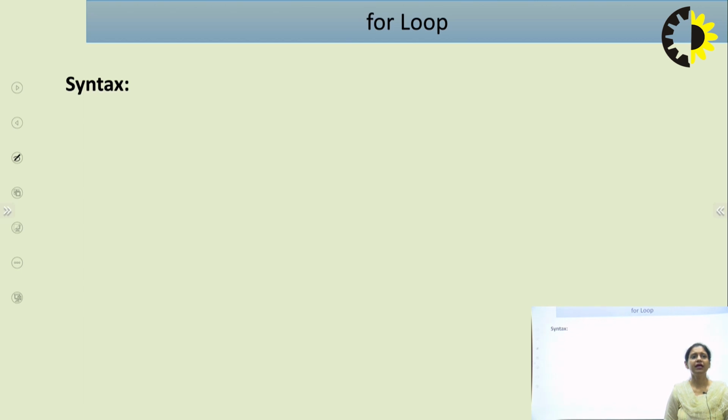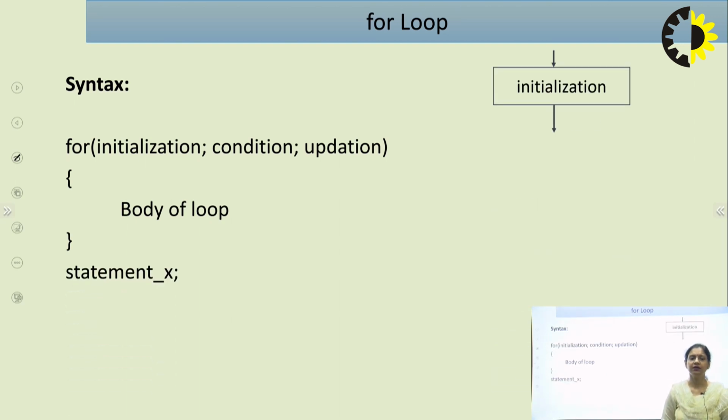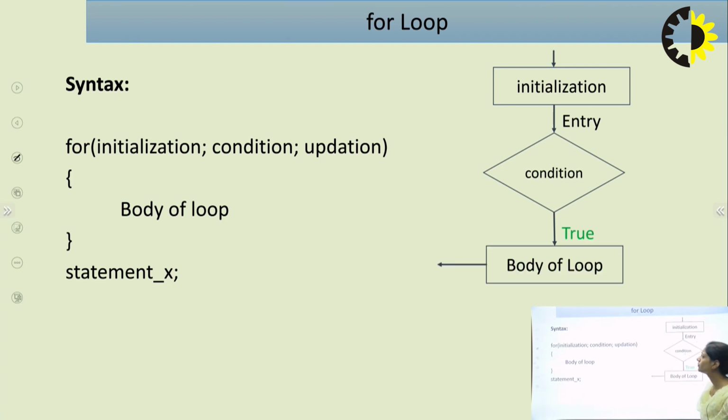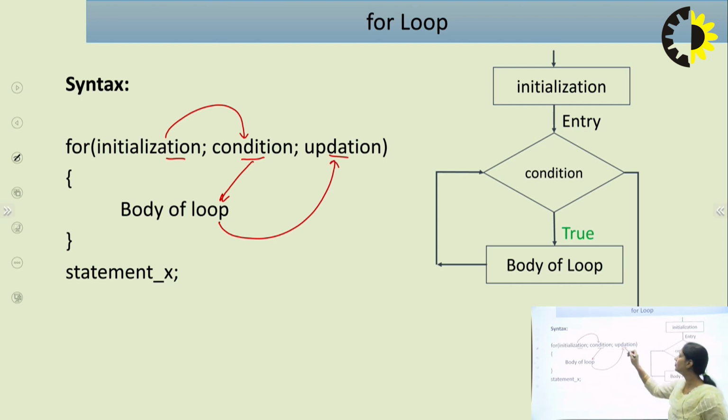The next type of loop that we have is a for loop. In the for loop, we have the initialization, condition and updation all at the same level, in the same statement. So, here we have a for loop with the initialization first, condition and updation, body of the loop and the statements. How does it work? First, the initialization is done, then the condition is checked. If the condition is true, it enters into the body of the loop. When the body of the loop is executed, the updation is done. Once the updation is done, again the condition is checked.